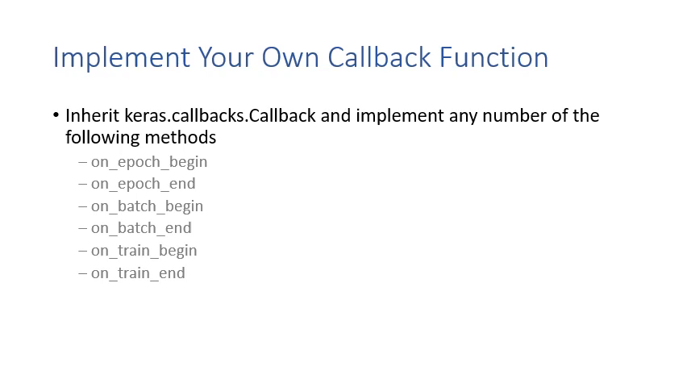We can implement our own callback function by inheriting the Keras callback class. The callback class provides the following methods that we can override. They represent the timing during the training. So we can implement on epoch begin or epoch end, or on batch begin or batch end, or even the beginning of the training or the end of the training.